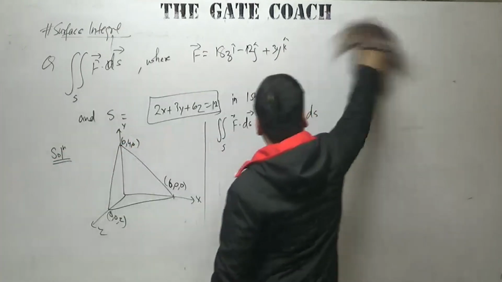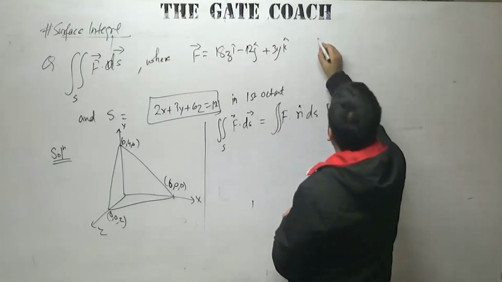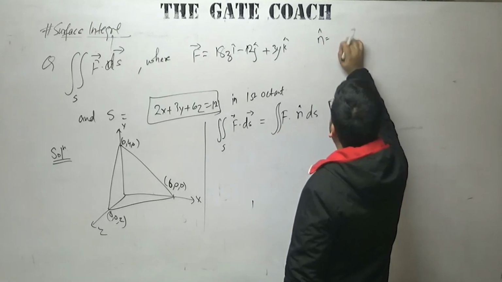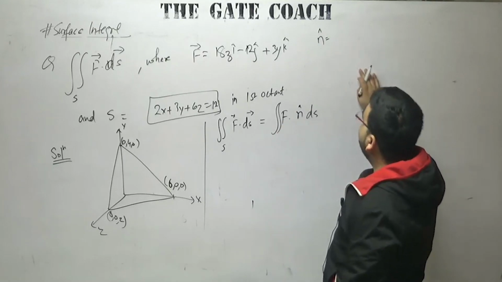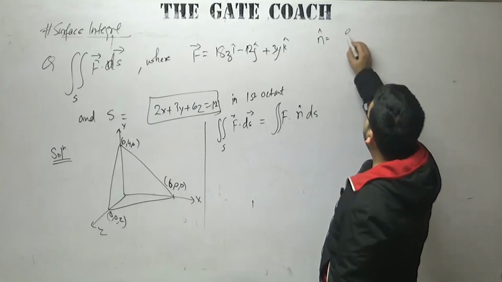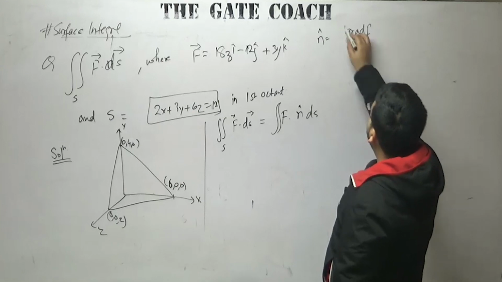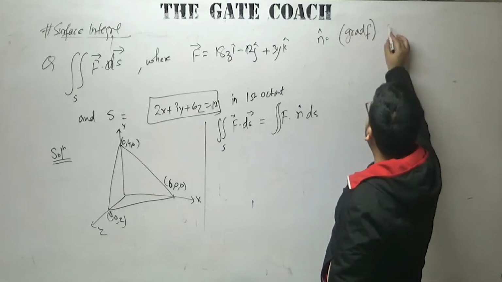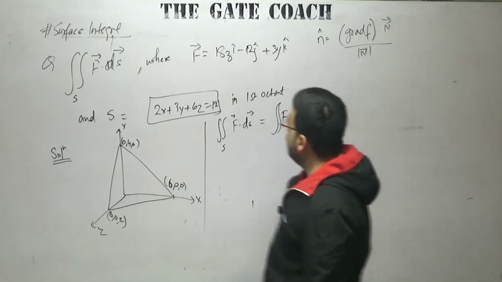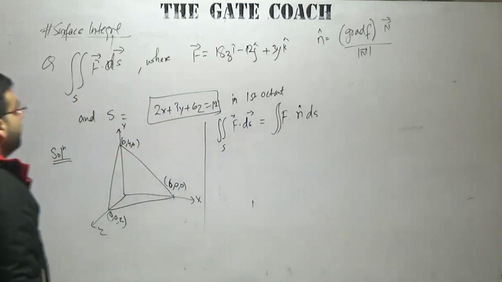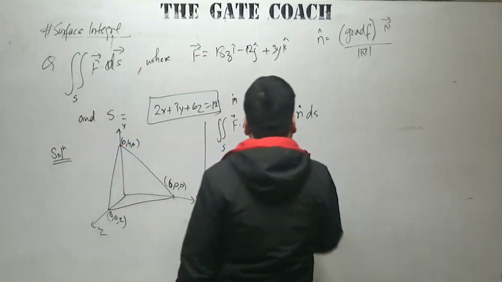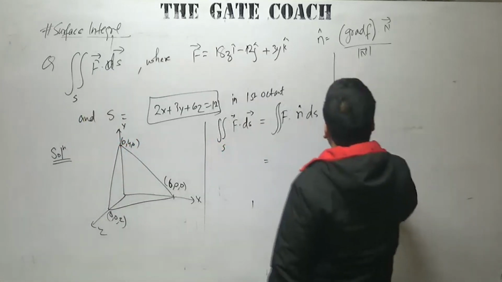Let me directly write the value of this n cap. Now what is this n cap? N cap can be easily calculated, we have to calculate a unit vector. It can be easily calculated by grad f dot n vector divided by magnitude of n vector will be the unit vector. Let me first of all calculate this grad f. Now what is this grad f?